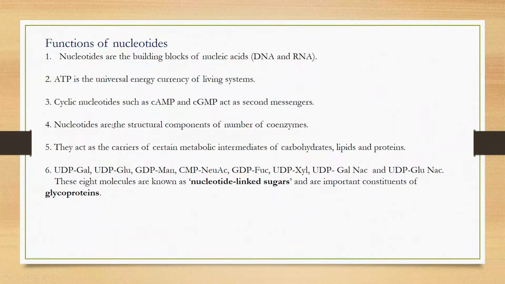Nucleotides are also structural components of so many coenzymes of B complex vitamins such as FAD, NAD+, NADP, and coenzyme A. They act as carriers of certain metabolic intermediates: for carbohydrates, like UDP glucose; for lipids, CDP acylglycerol; and for proteins, S-adenosylmethionine. Also UDP galactose, GDP glucose, GDP mannose, CMP neuraminic acid, GDP fucose, UDP xylose, UDP glucuronic acid, N-acetylgalactosamine, and UDP N-acetylglucosamine.